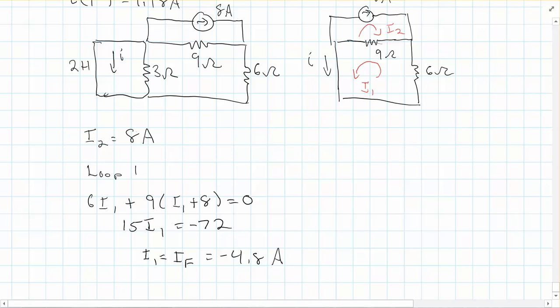So as I said, you could easily do a source transformation to get that as well, but I went ahead and just did a loop there.